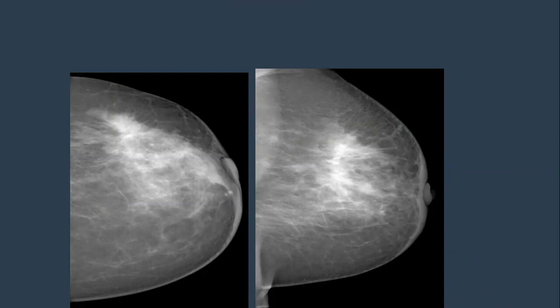craniocaudal and mediolateral oblique views of the left breast, showing a spiculated mass with associated architectural distortion at the upper outer quadrant. Where is the spiculated mass? Can you see the spiculated mass in the standard view here? Does it have a consistent shape in the two views? No, it is a focal asymmetry in the craniocaudal view. This is focal.